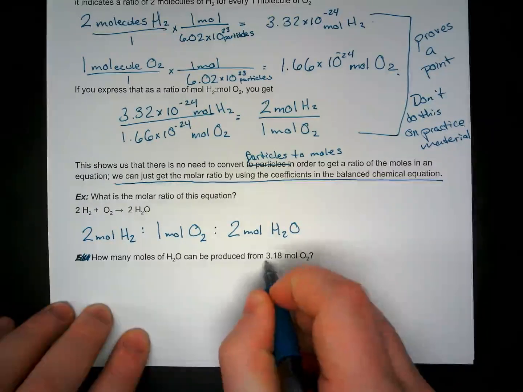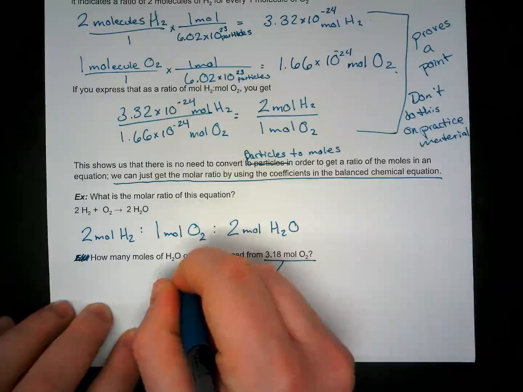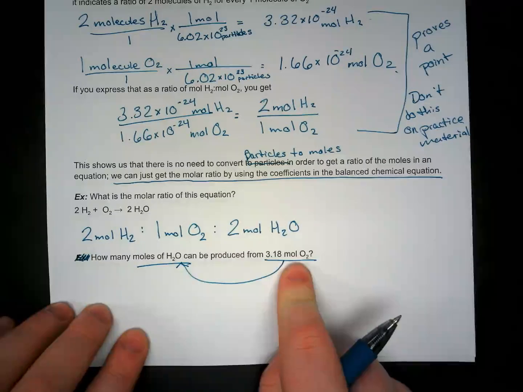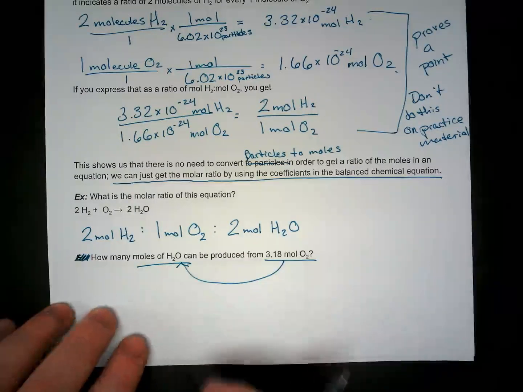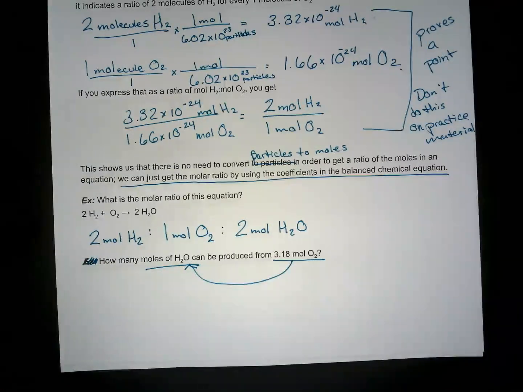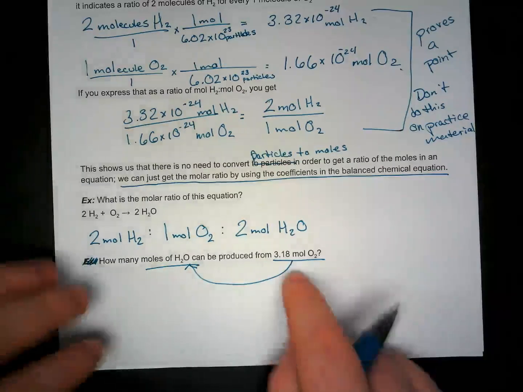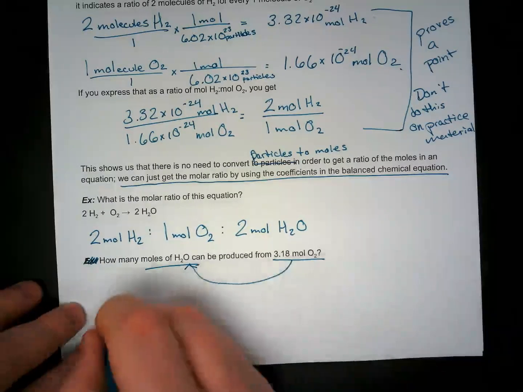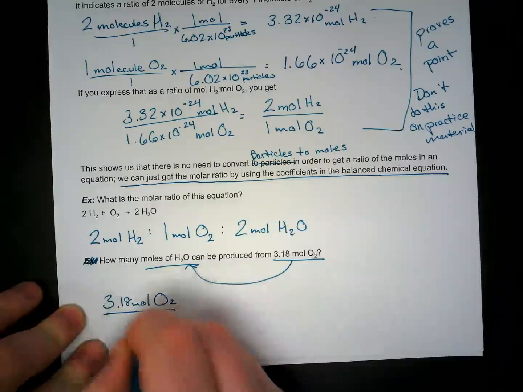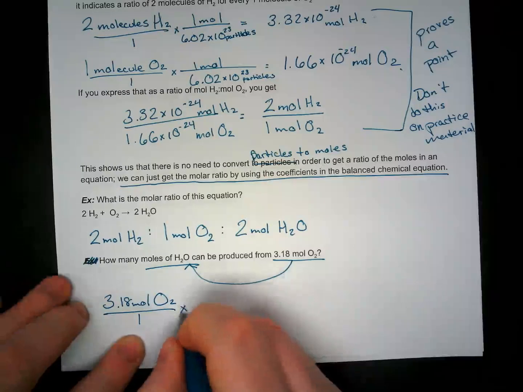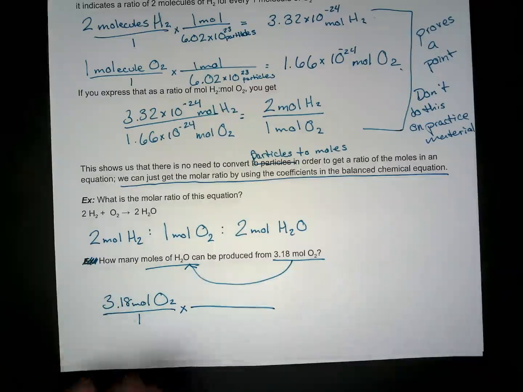Okay, so again, we're starting here and we're ending here. Starting with 3.18 moles of oxygen gas, and we're going to convert to moles of water, H2O. To do this, we just do the normal dimensional analysis molar conversion that we've already been doing from Unit 5. So here's the measurement we're given. We're going to write down that measurement. So our given measurement here, 3.18 moles of O2 over 1. Okay. So we put that down.